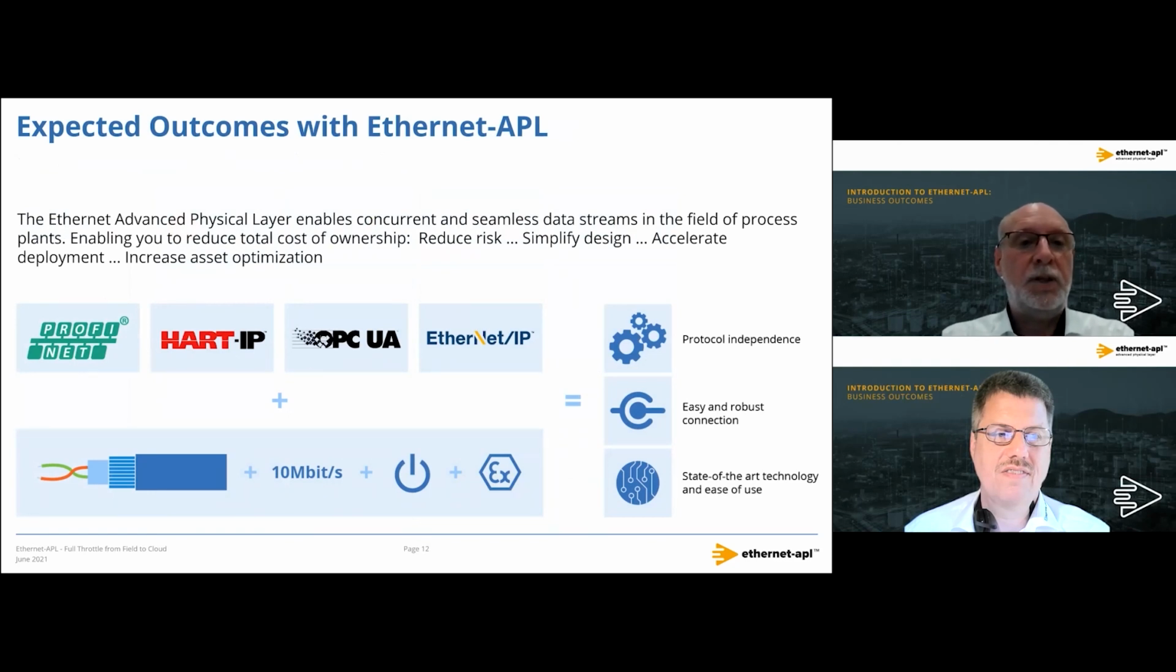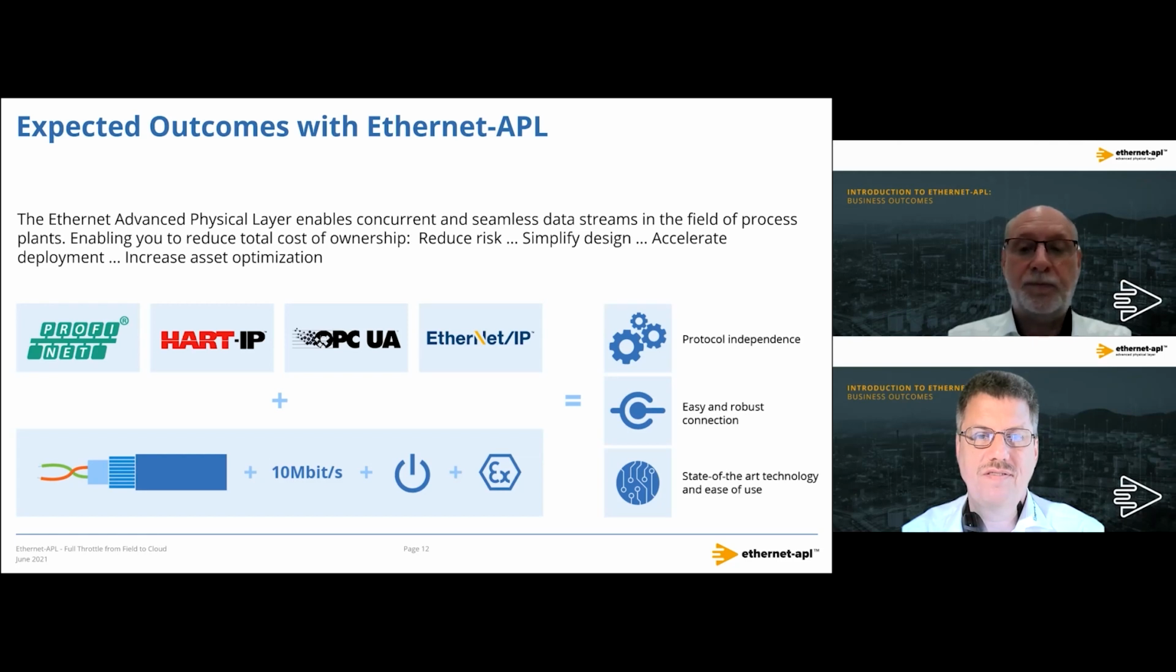Now let us have a deeper look at the outcomes of this Ethernet APL project. Ethernet APL is designed to incorporate intrinsic safety, but works for non-intrinsic safety applications as well. As Andreas showed, it is really a 2-wire solution, which allows the power supply and communication via this 2-wire. It is protocol independent. Since we used standard Ethernet interfaces, each industrial protocol, as you see here, or any other application can run over Ethernet APL.